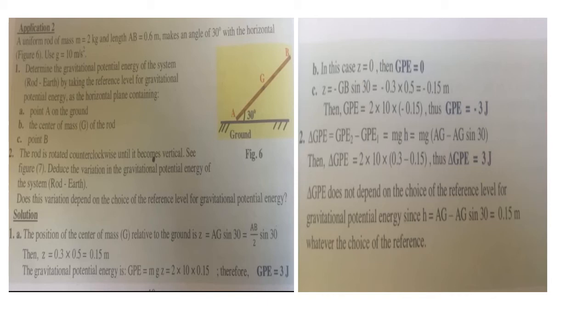Delta GPE does not depend on the choice of the reference level. So the value 3 joules will stay the same in the three parts, taking part A, part B, or part C, and changing the reference level. Delta GPE never changes.